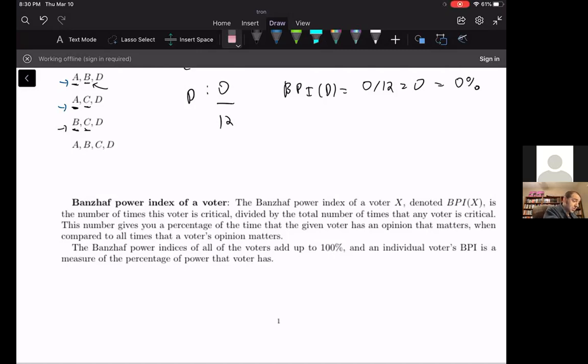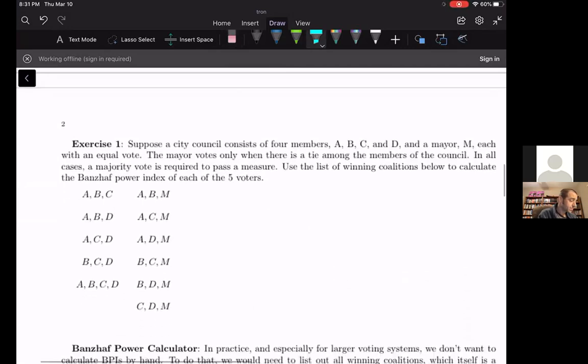And notice it says here, these indices add up to 100%. So basically, Bonsoff's idea was to take the amount of power in the system and divvy it up like a pie, say, well, you got 20%, you got 60%, whatever. So it's telling you what percent of the power you have in the system.